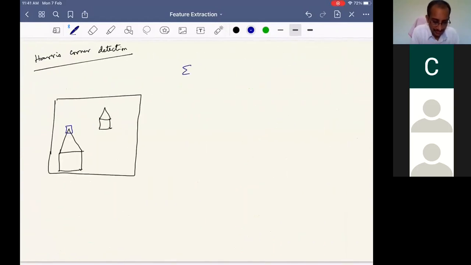Any idea on that? The final expression we want to get is I of x comma y minus I of x plus u comma y plus v, squared. I hope what I'm writing is understandable. Here x comma y belongs to the neighborhood of x comma y, which can be 3 cross 3, 5 cross 5 and so on. So this summation ensures that we are taking a patch. This is just doing a patch difference.